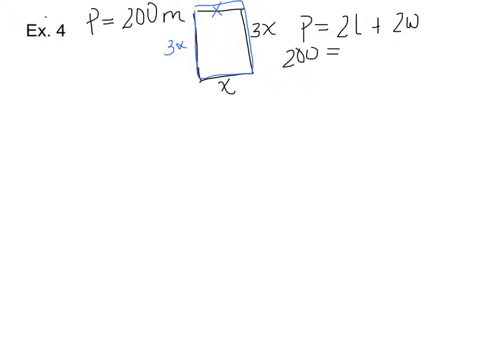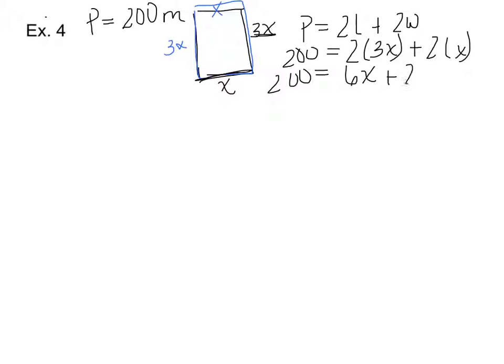And if you look on here, our length, here's our length, which is 3X. So we're going to do 2 times 3X. And then our width, which is this one, we don't know, it's just X, so we got to do 2 times X. And it's helpful to put it in parentheses like this. So we're going to simplify the right side. So now this is 6X plus 2X. And then we can combine like terms.